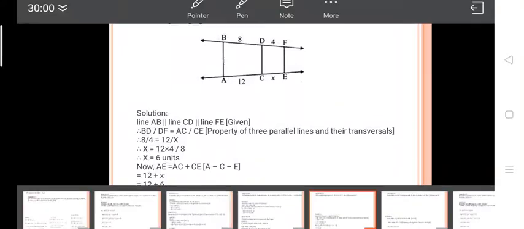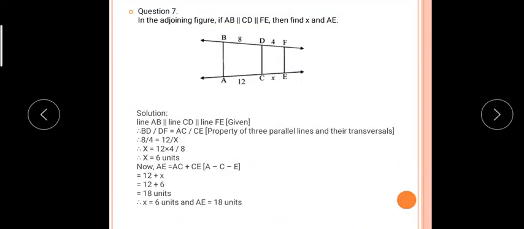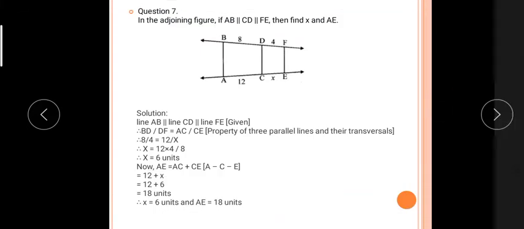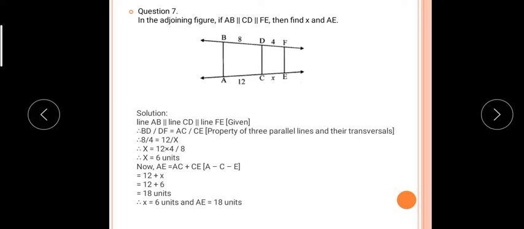Good morning, students. In the last session, we saw the example based on the similarity lesson, that is first lesson, which is based on the parallel line concept, BPT theorem, converse of BPT theorem, angle bisector theorem and its converse. The sixth example from 1.2 is solved. Now in this session, I am going to explain you the remaining examples.